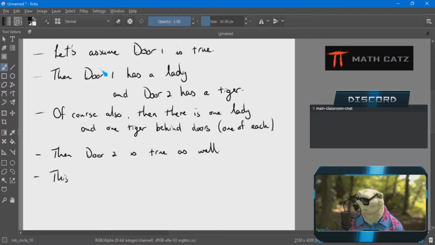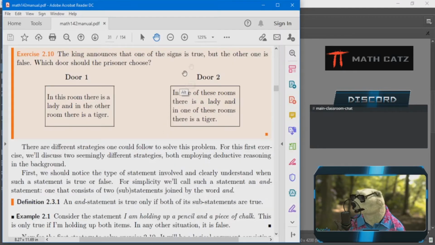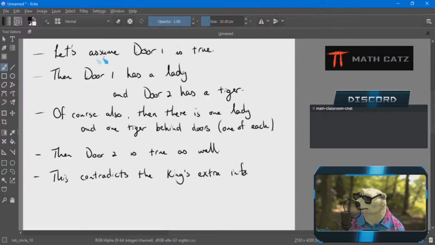So where I got to is a contradiction. This contradicts the king's extra information. The king said, and what the king says is law, it's fact. It's extra information I can use. King says one of them is true, one of them is false. Now, if I make my assumption, I get to a point where they're both true. That can't possibly be happening. It goes against the king.